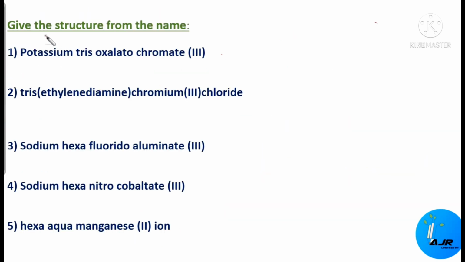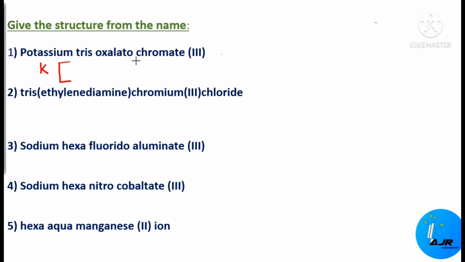See here, I have given the IUPAC names of the compounds, and you are going to arrive at the structure for these names. Only then can you get a clear-cut idea. Let us see one by one now. So, potassium tris oxalatochromate 3. Potassium is directly given, that means it's a simple cation. So first, let us write K. Then we can start the complex.